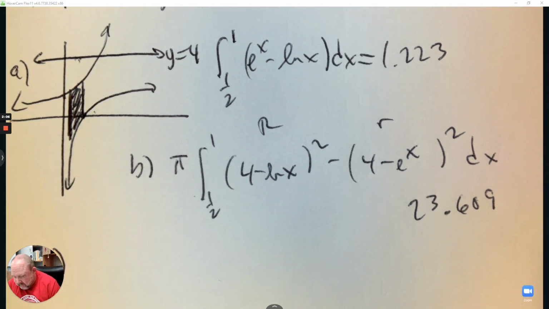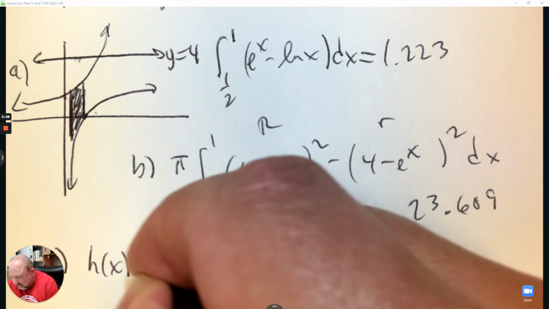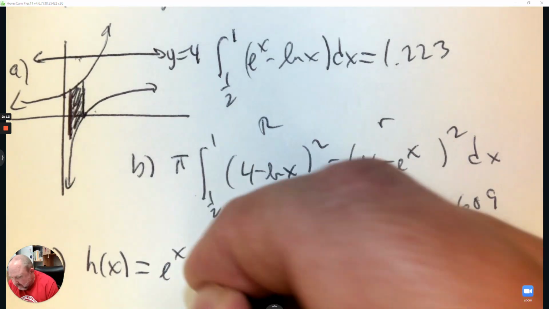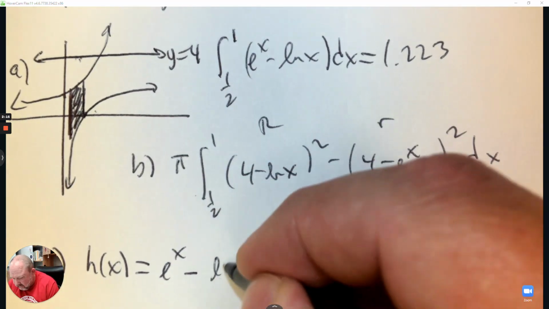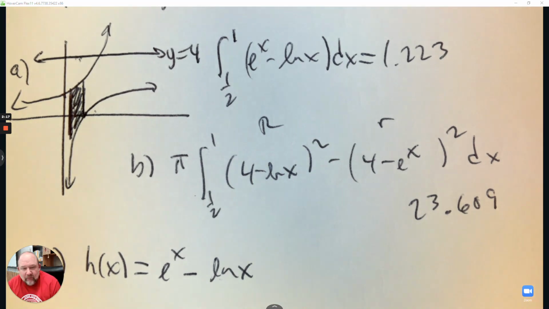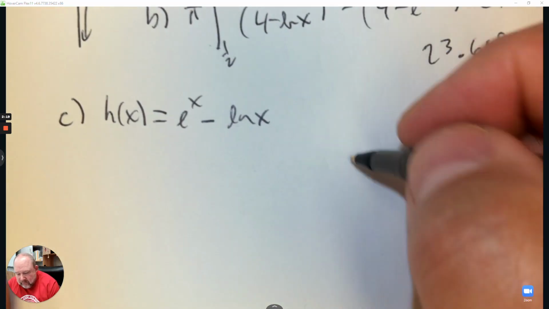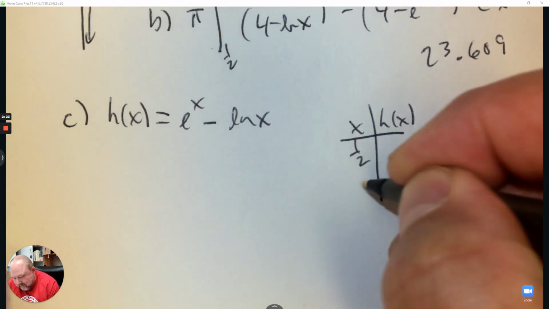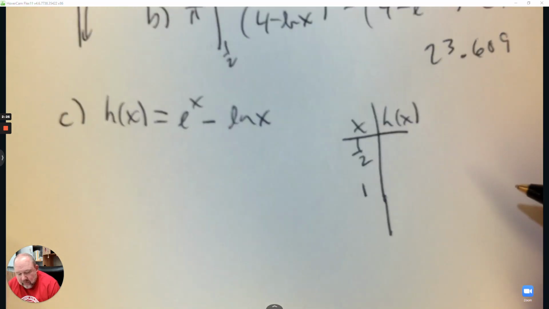In part C, you're given a function, h of x, that equals f of x, which is e to the x, minus g of x, which is ln x, and you're asked to find the absolute minimum. The absolute minimum is a table of values question, and we're always going to have the endpoints from 1/2 to 1.